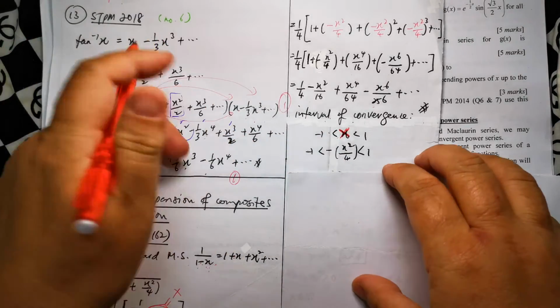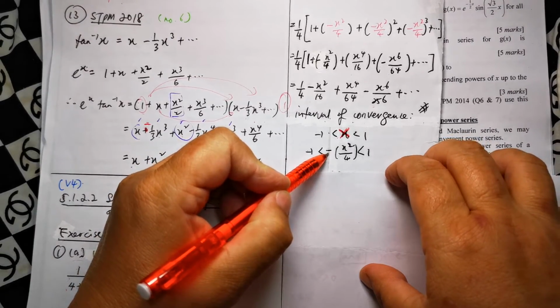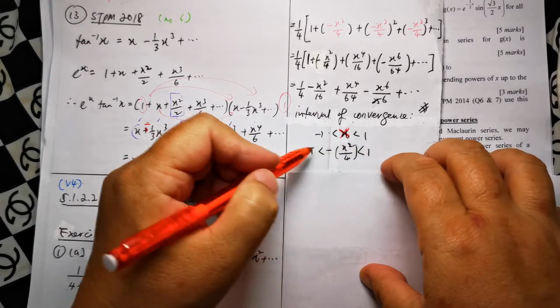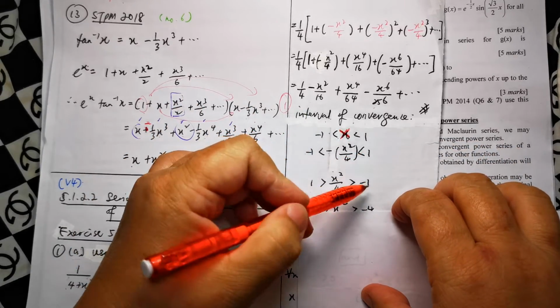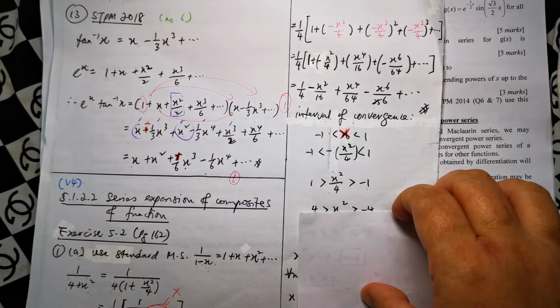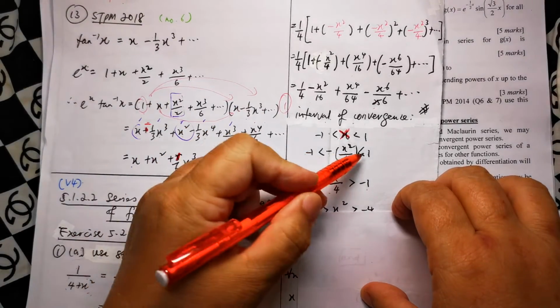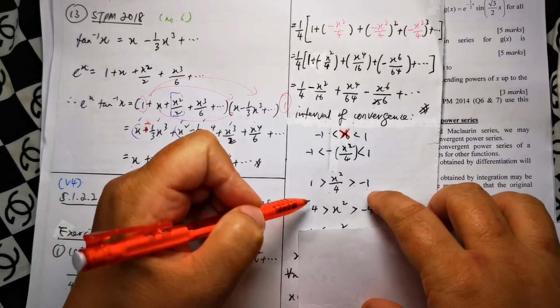This is negative, so we multiply -1 to all the terms in this inequality. Multiply -1, multiply -1, multiply -1, it becomes positive. Remember, when the inequalities are multiplied by a negative, the sign of the inequality has to change. So we write it back into the proper form.